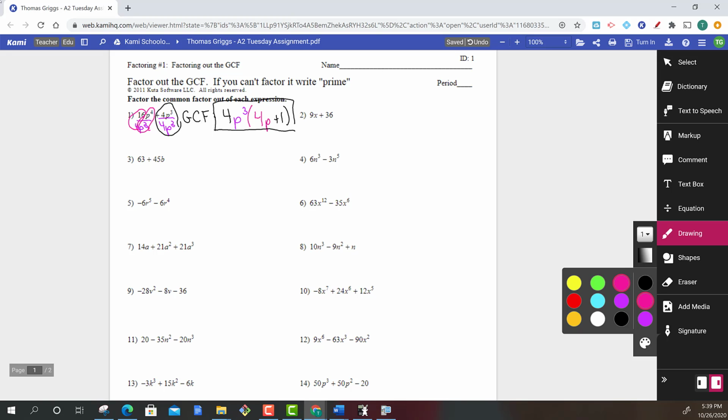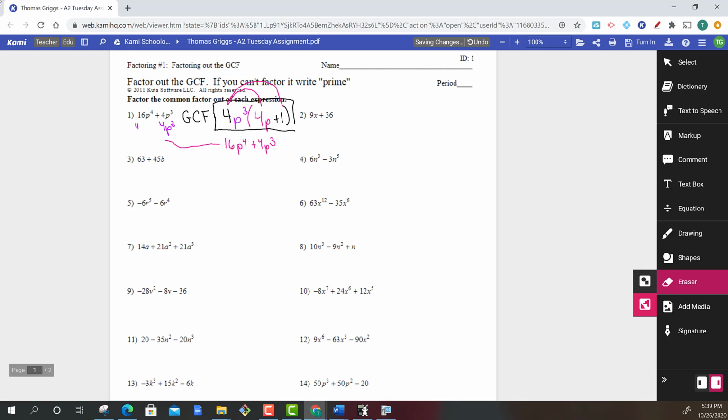Super easy to check. Do the distributive property. 4 times 4 is 16. P to the third times p is p to the fourth. 4p to the third times 1 is just 4p to the third. And you can see that matches the original problem. So I erase all that. So we're just doing reverse multiplication when we do these problems. Let's look at a couple more.